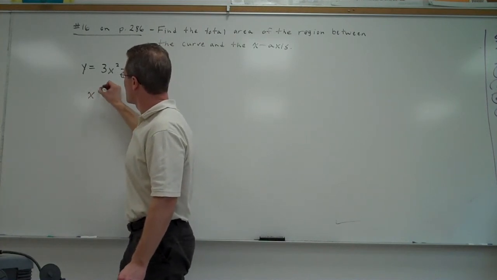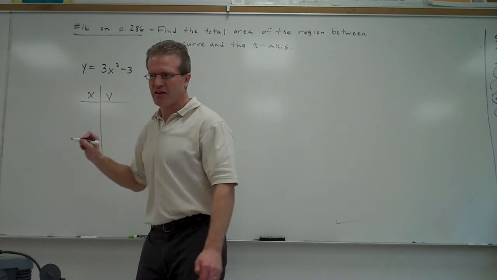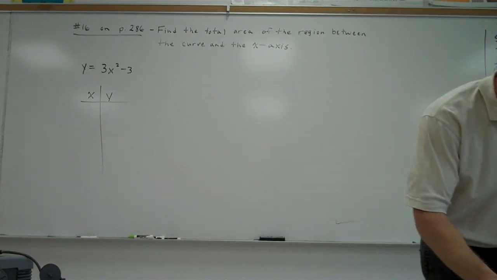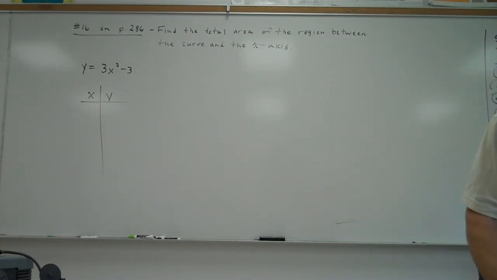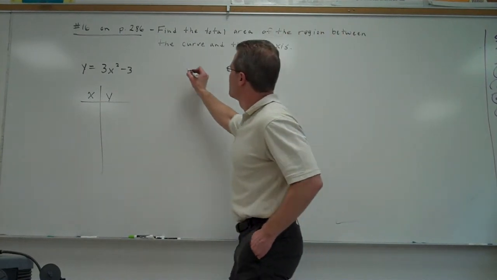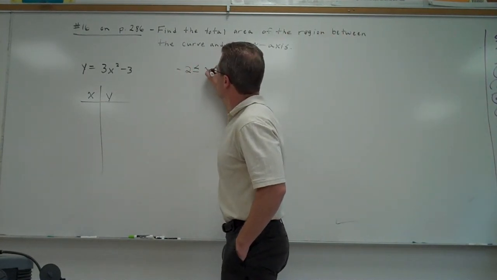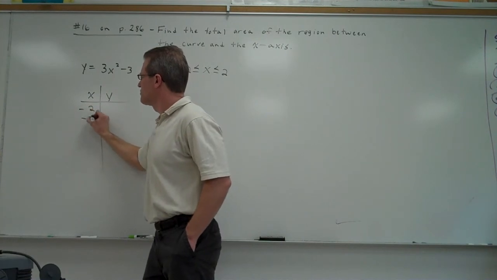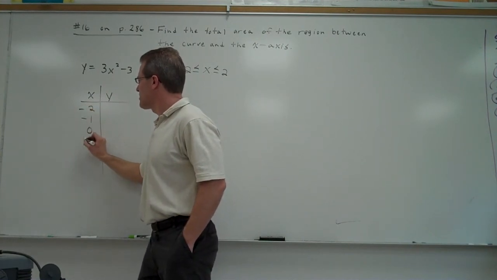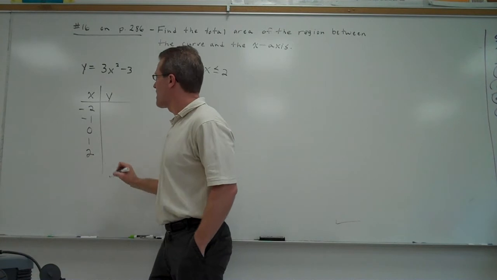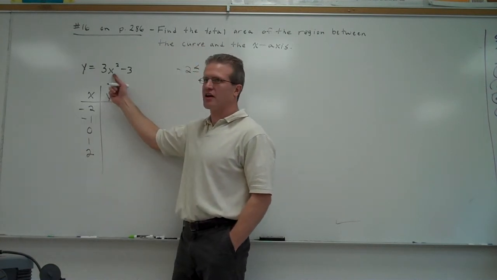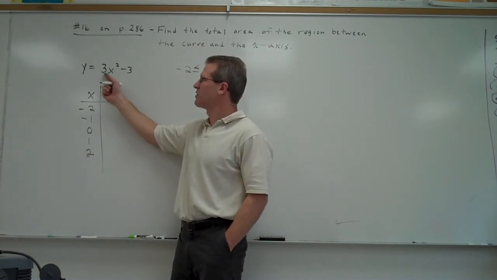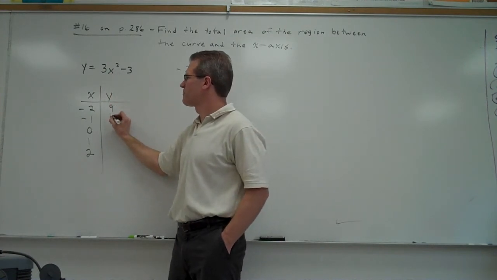So we're going to make an x and a y t-chart here. And I think they give us a domain here for number 16. They say x is between -2 and 2. So we're going to plug in the numbers from -2 to 2 into my equation, so we can come up with a graph. So if you plug -2 in for x, -2 squared would be 4. 3 times 4 is 12. Minus 3, this would be 9.